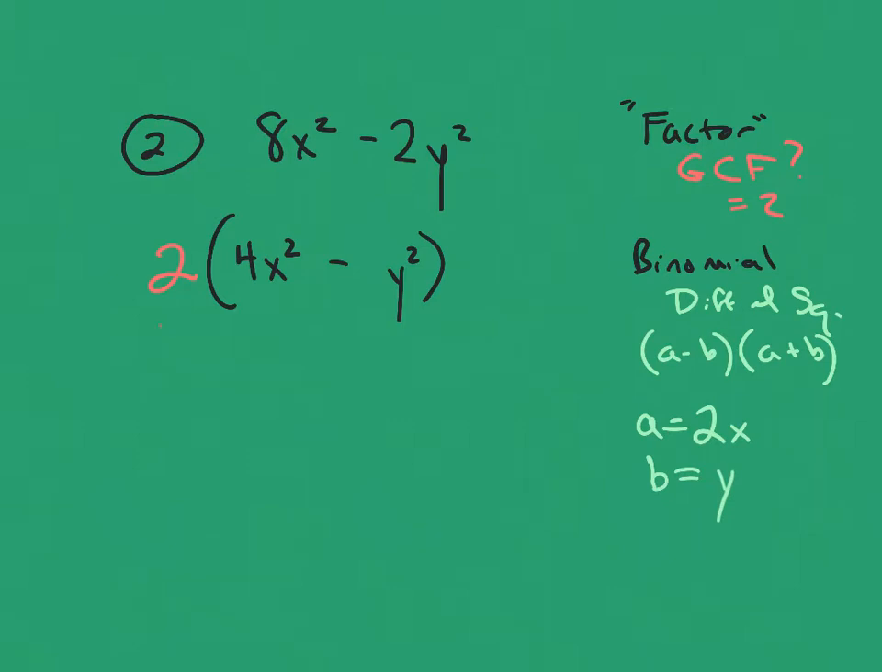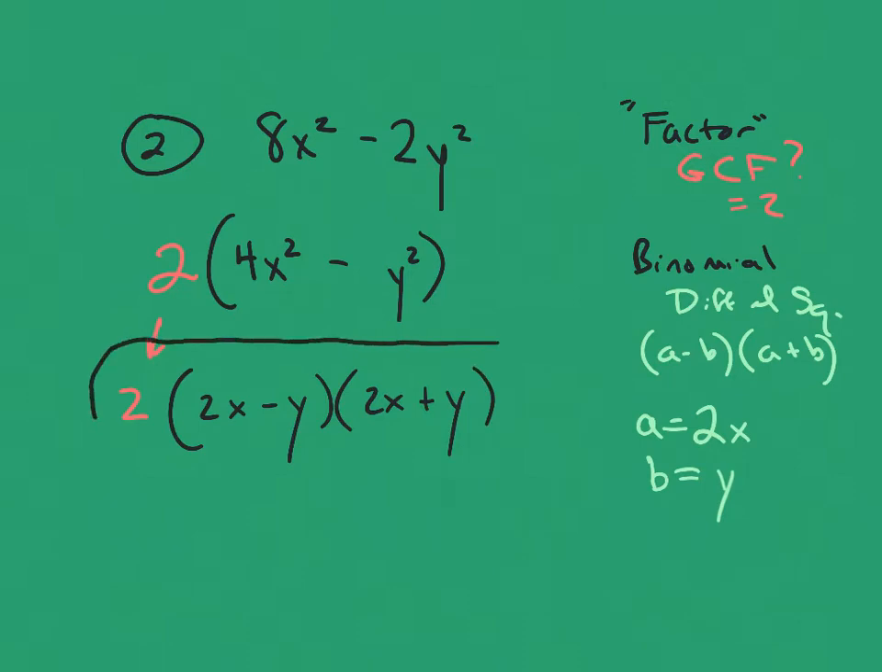So we're going to continue bringing down the 2, but when we factor the difference of squares, we've got a minus b, and then a plus b. Be careful that when you do the difference of squares part that you don't forget that 2 that we took out.